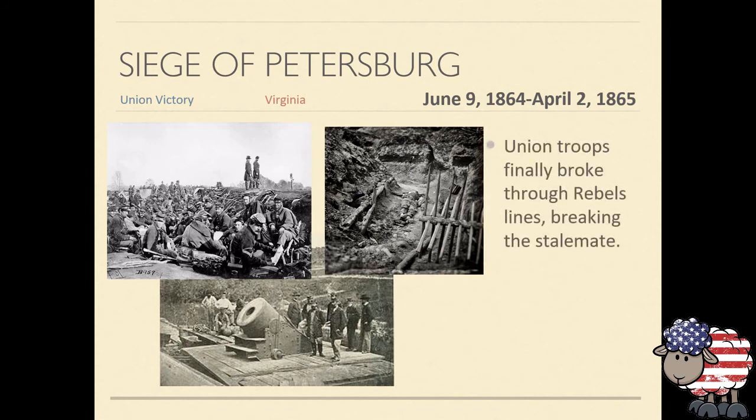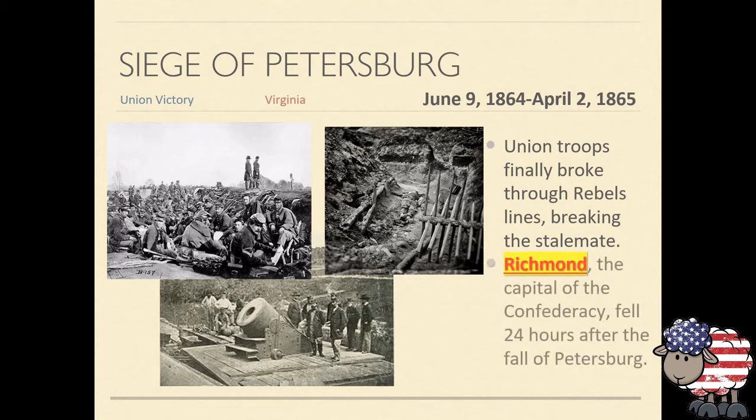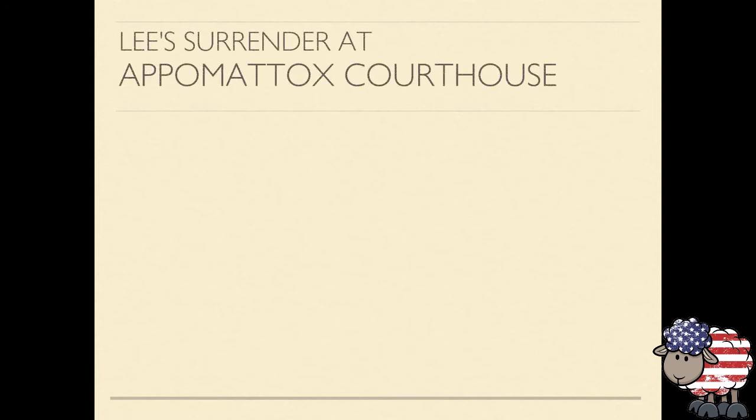So, Richmond, the capital of the Confederacy, the last piece of the Anaconda Plan, will fall 24 hours after the siege of Petersburg, leading to the end of the Civil War. Robert E. Lee's surrender at Appomattox Courthouse on April 9th, 1865. Now it's important to note that Appomattox Courthouse in Virginia is a community, not an actual courthouse.